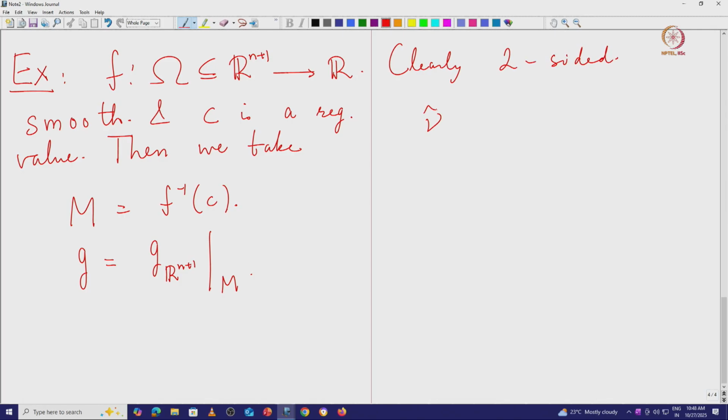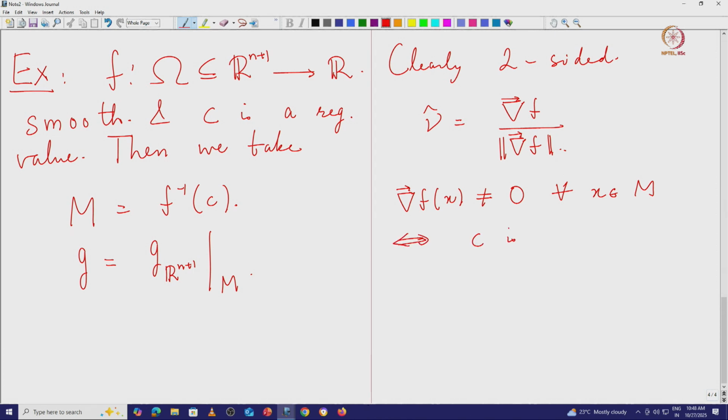because I can take the unit normal vector to simply be the gradient vector field normalized to have norm 1. The fact that the gradient vector field does not vanish is equivalent to the statement that c is a regular value, right. So this is a typical example of a two-sided surface that we will be interested in.